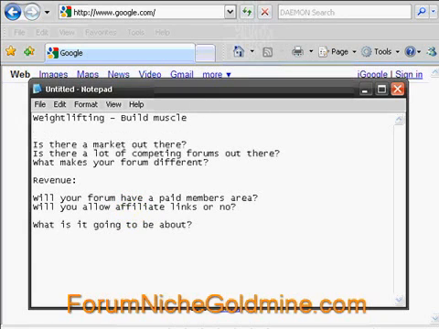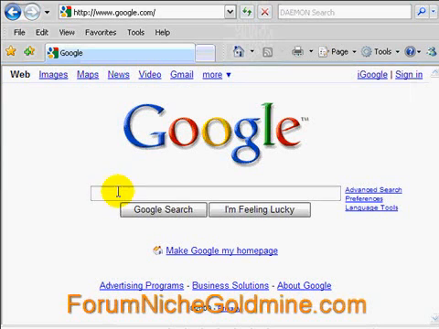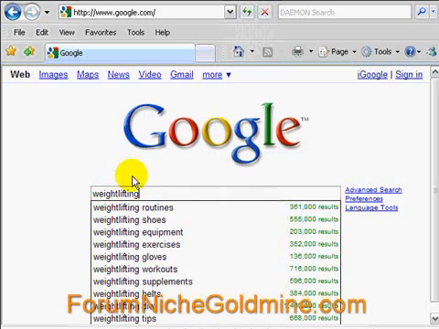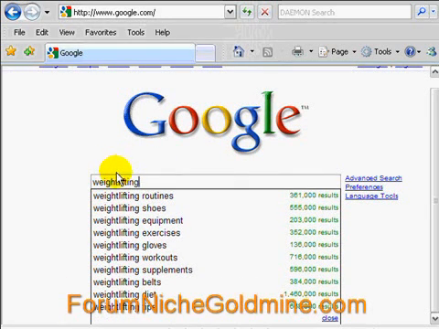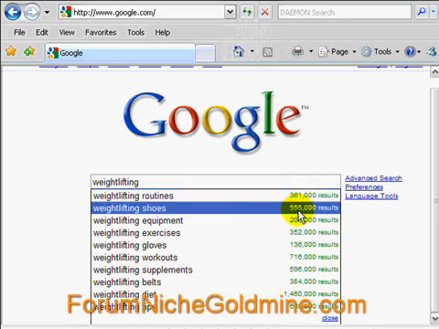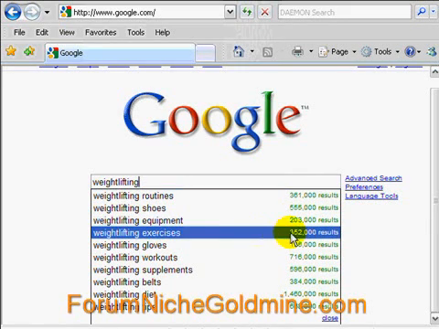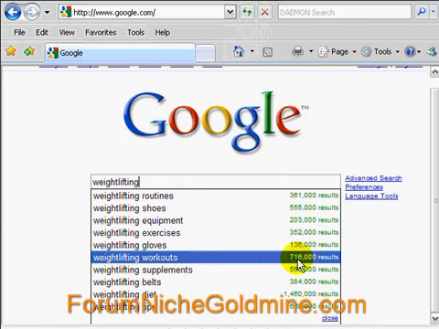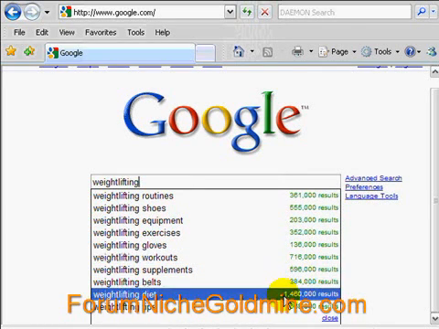And then I want to list out, okay, is there a market out there? Well, I know there's a market out there just because I'm familiar with it. But for you, if you're getting into something and you haven't done the proper research, then you might want to do that. So if I type in weightlifting on Google, the nice thing about Google is it'll tell you all these different results. Like weightlifting routines has 361,000 results. Weightlifting exercises, 352,000. Workouts, 716,000, and a lot more.